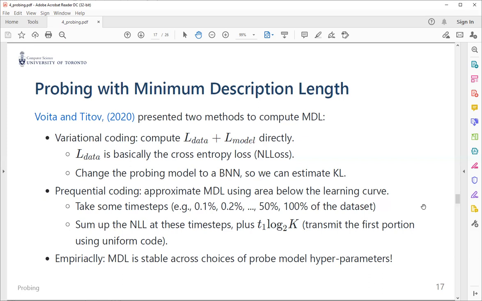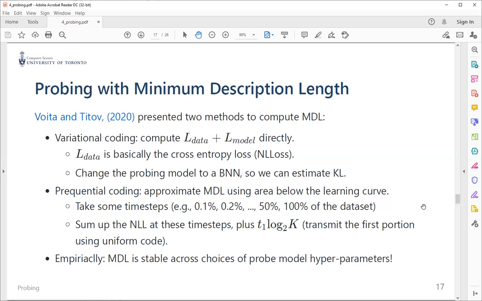And empirically, they found that the minimum description length probing is stable across the choices of probe model hyperparameters. So essentially, this solves the problem of which probe to use. We don't need to worry about whether to use smaller models with high selectivity or the more complicated models, which minimize the KL. We just measure the MDL, take the differences between the control task and probing task, and this is stable across the choices of probe model hyperparameters.